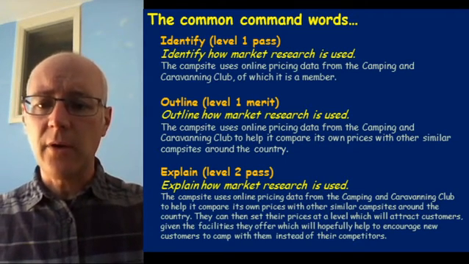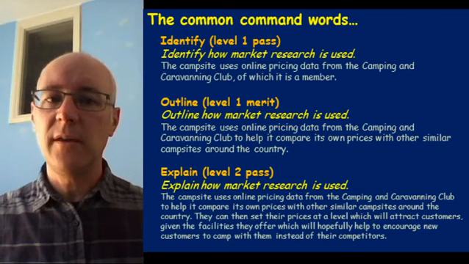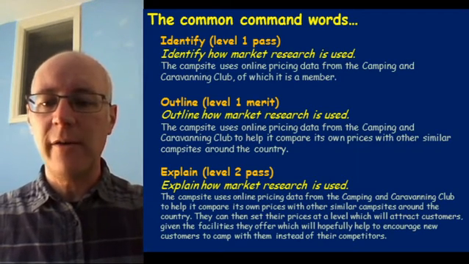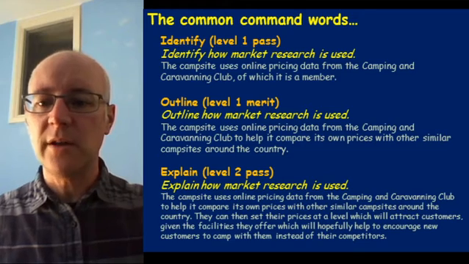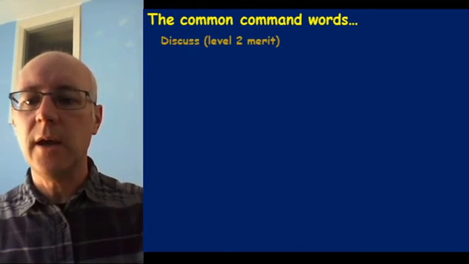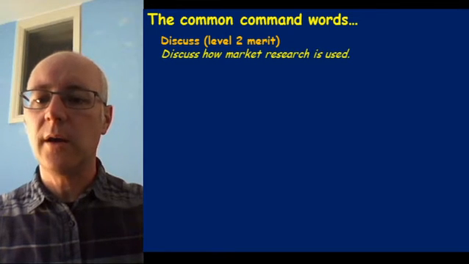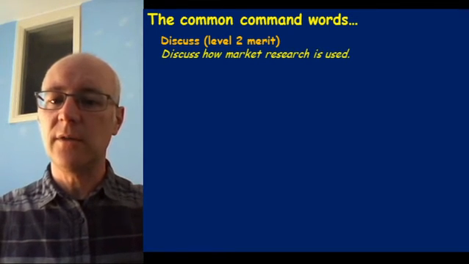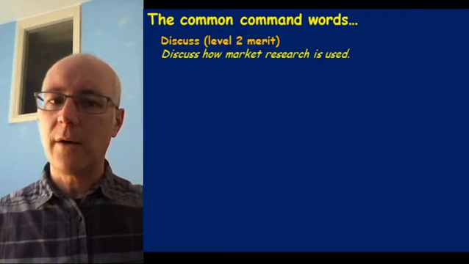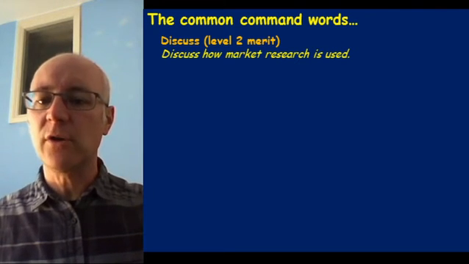Okay, on some of the tasks you've got, there's potential to get up to level 2 merit or level 2 distinction, so we're just going to look at those now. So here we go. Discuss, which is level 2 merit type work. Discuss how market research is used. Now discuss is about comparing, thinking about pros and cons.